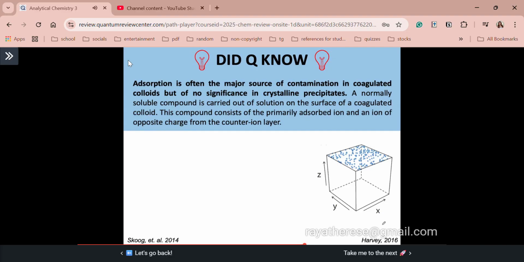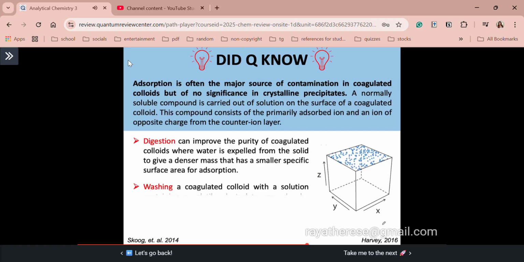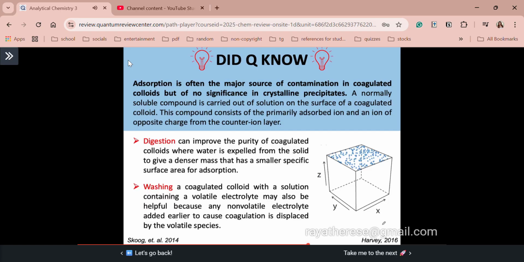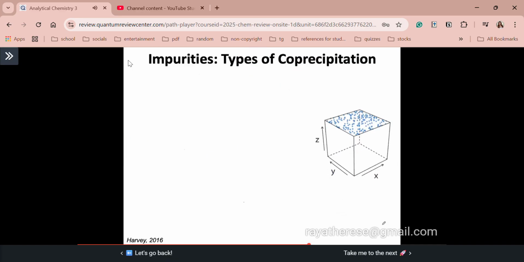Yes. Kasi ang surface area, class, of crystalline lower, but in colloids, larger ang surface area. So, mas merong chance to form adsorbates. So, pwede ito magawan ng paraan via digestion and of course, thorough washing. Okay, plus itong info ay galing naman sa book ni Skoog. Meron pa tayo, galing pa kay Harvey, adsorption yan.